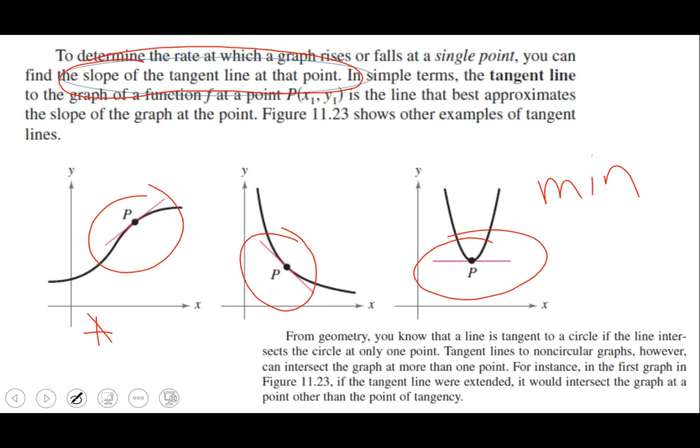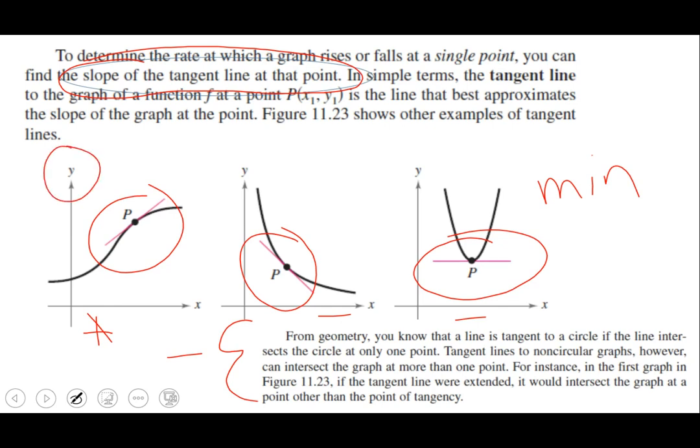Spoiler alert, the maximum and the minimum kind of wind up being the most important, but it is, of course, vital that you're able to consider all 3 cases. Just a little bit of a disclaimer down here. Usually when you did points of tangency back in geometry, you did it for circles, where once you intersected once at a point of tangency, it never intersected the graph again.